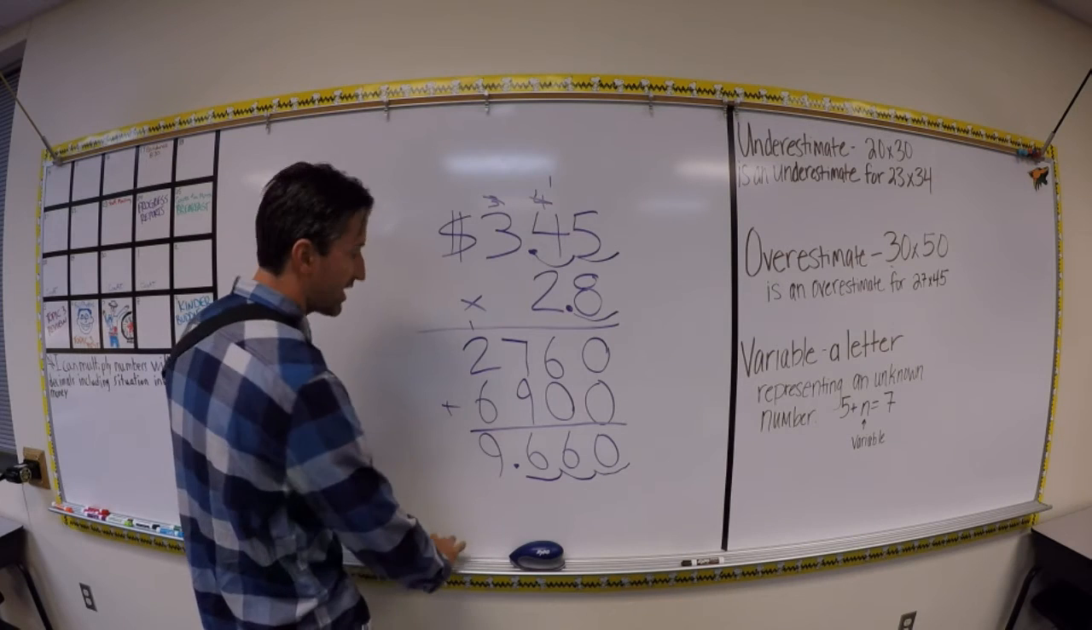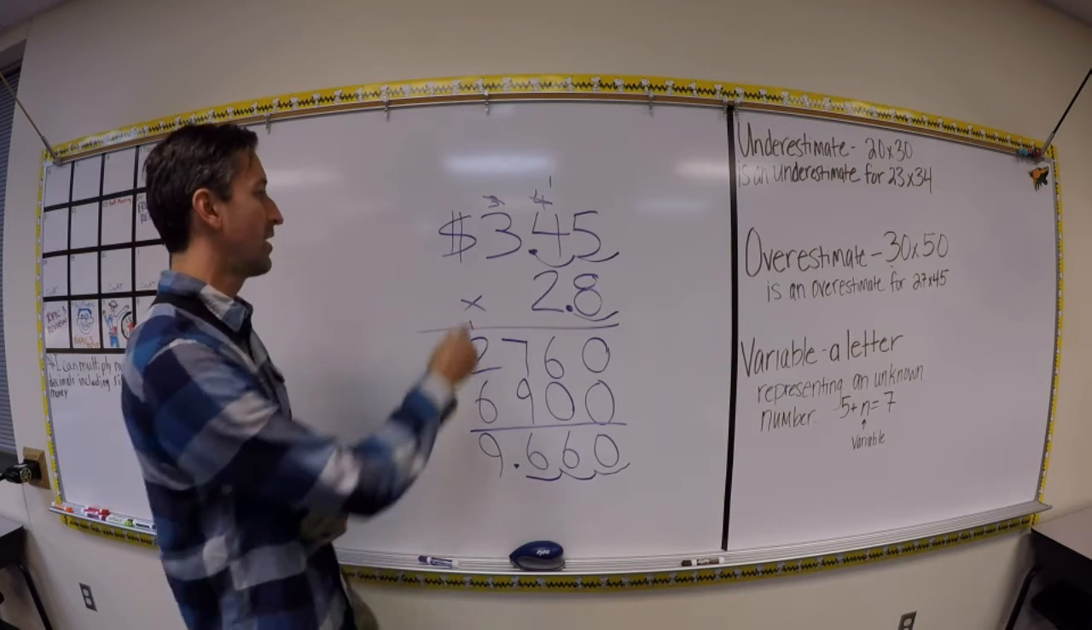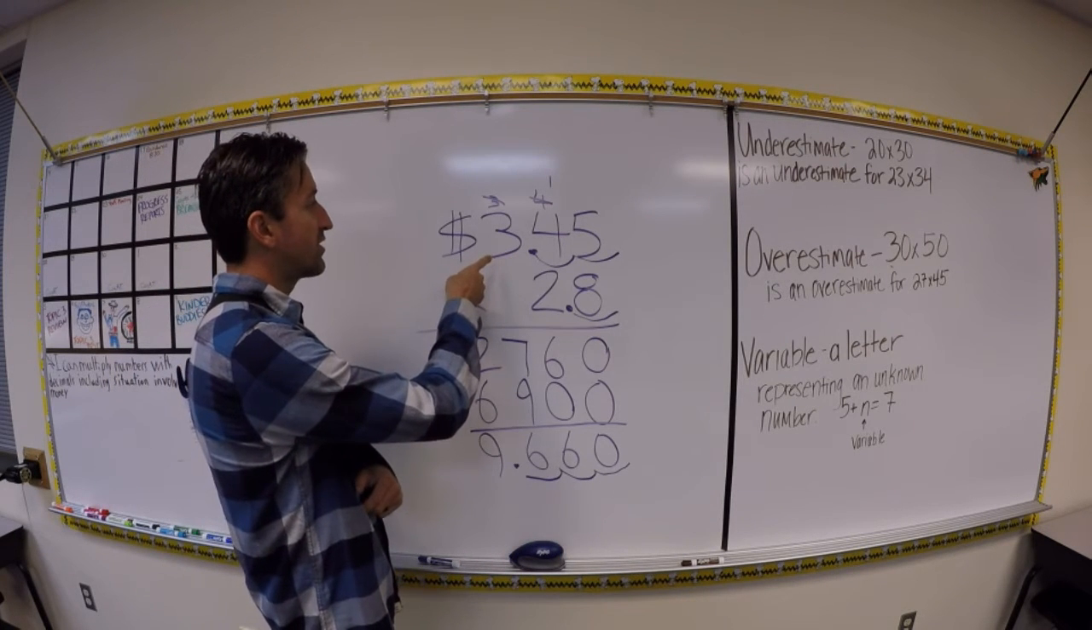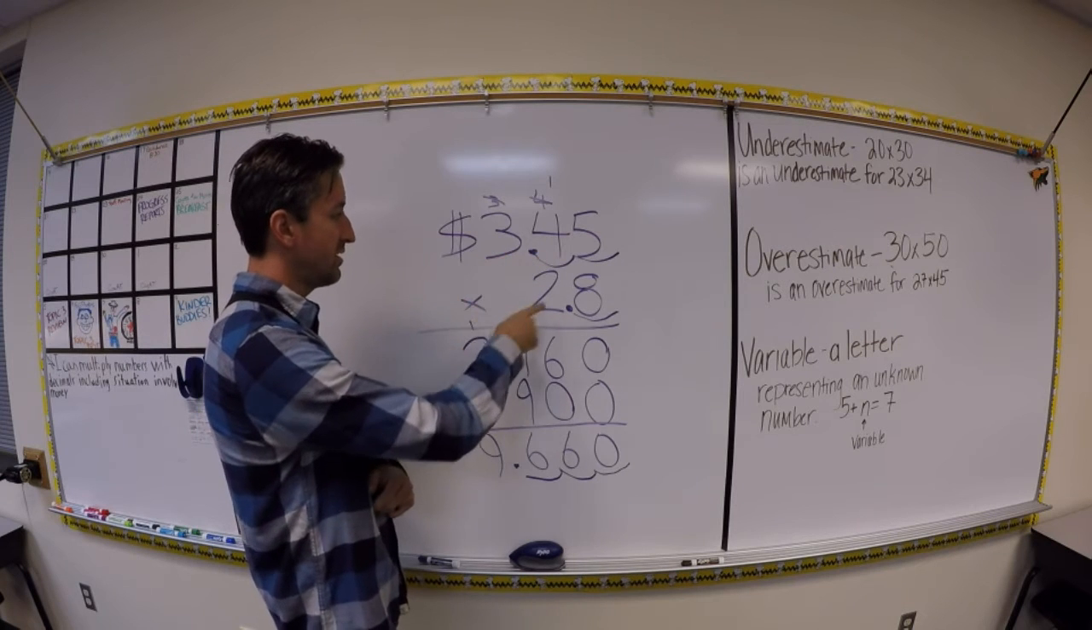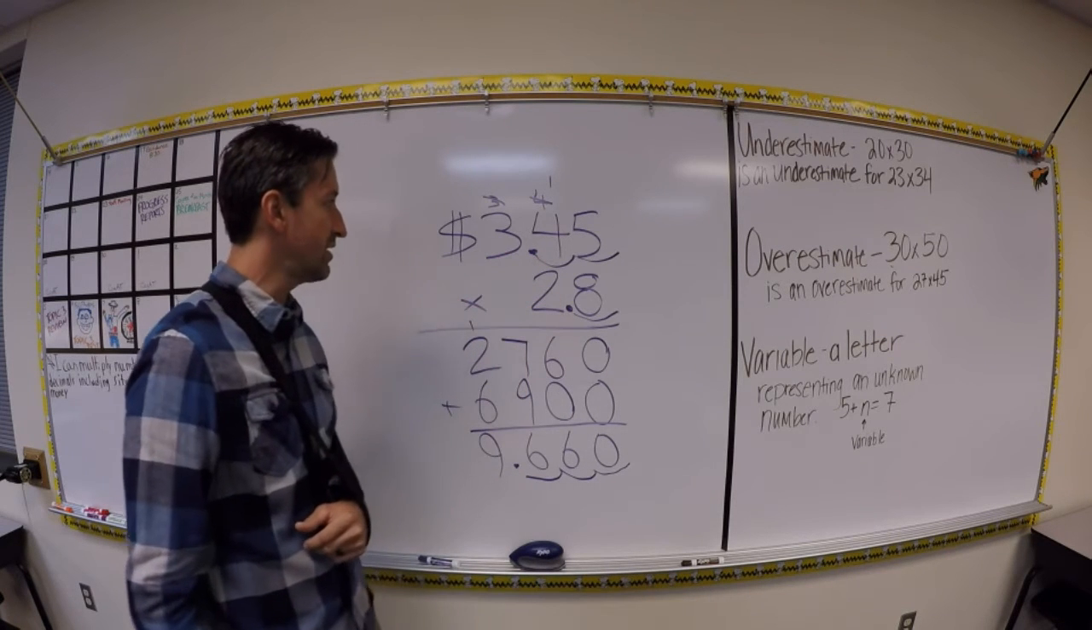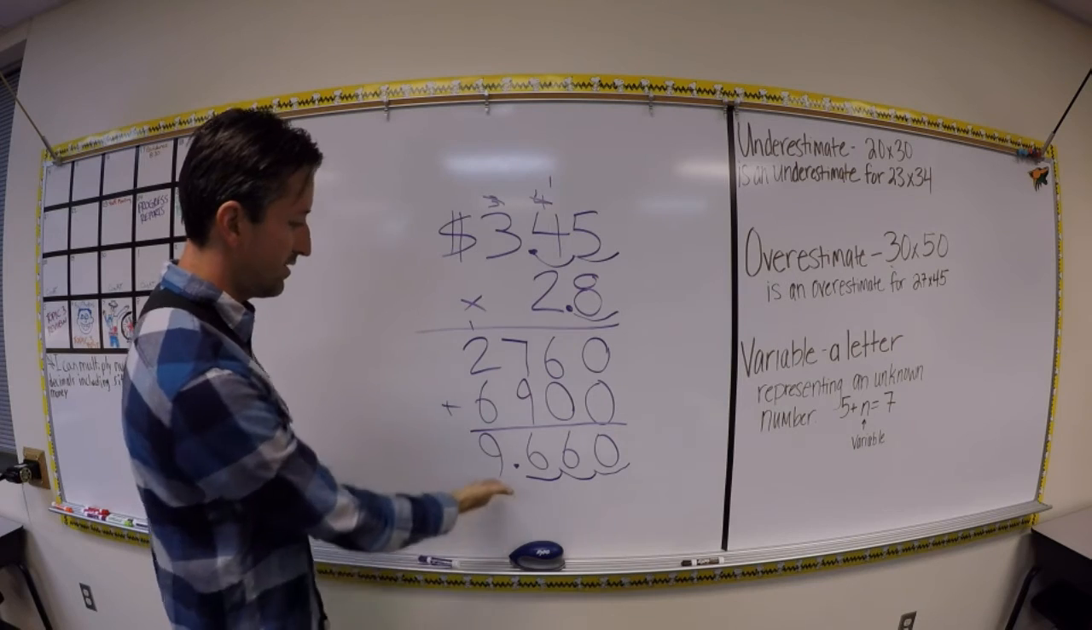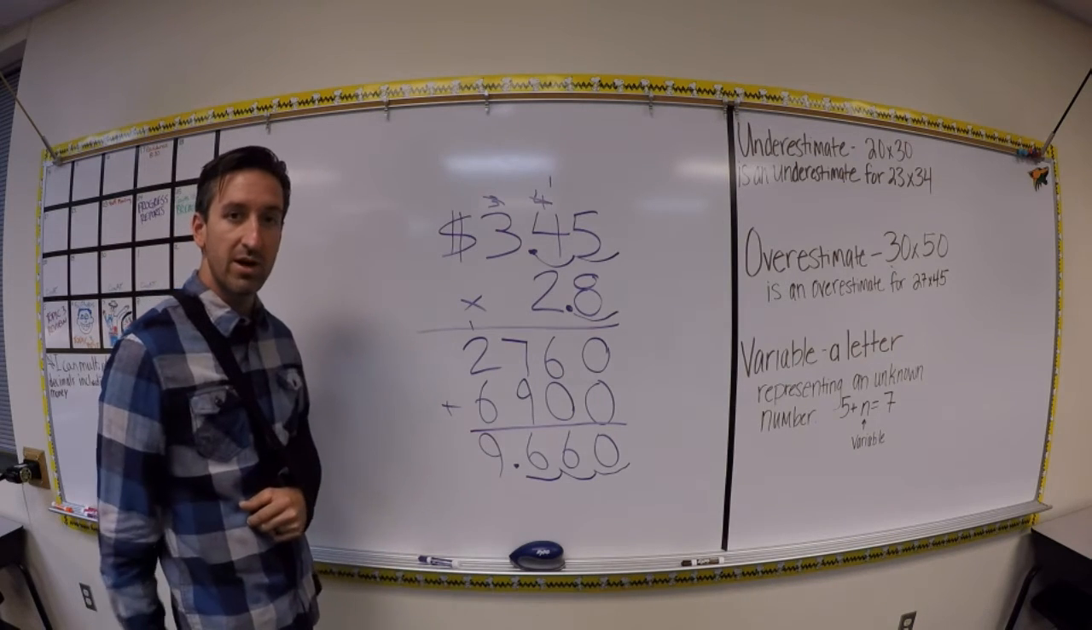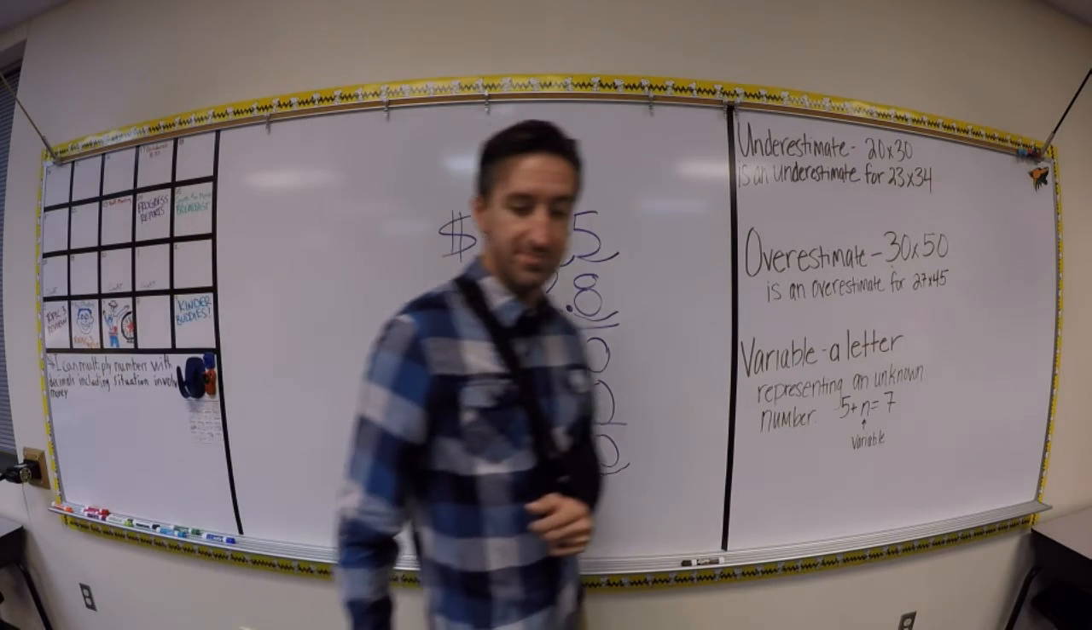Let's estimate this and check and see if it's reasonable. I'm going to change 3 and 45 hundredths to 3, and 2 and 8/10 to 3. 3 times 3 is 9. 9 is close to our product, so this is a reasonable answer.